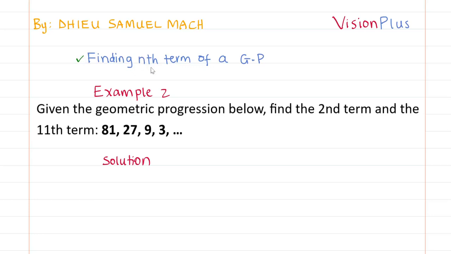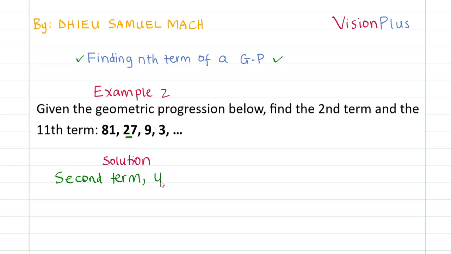Finding the nth term of a GP. Example 2. Given the geometric progression below, find the second term and the 11th term. So for the second term, you can see clearly here that the second term is 27, right? The second term is 27.